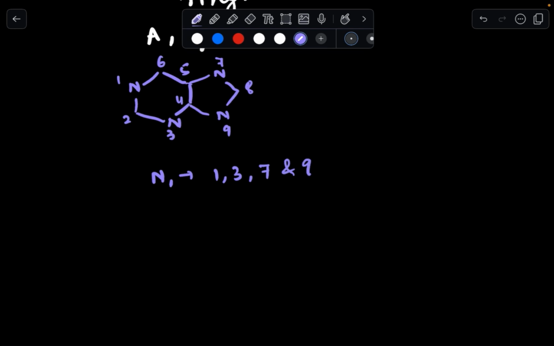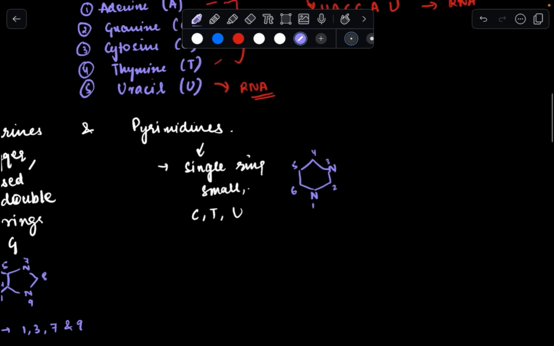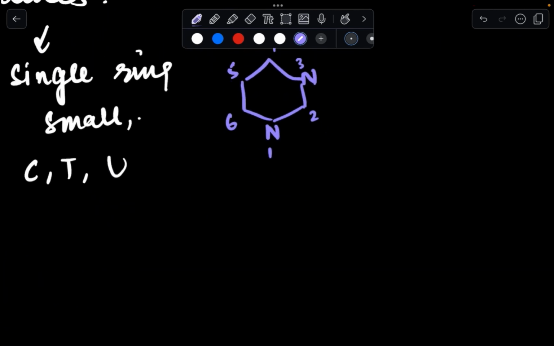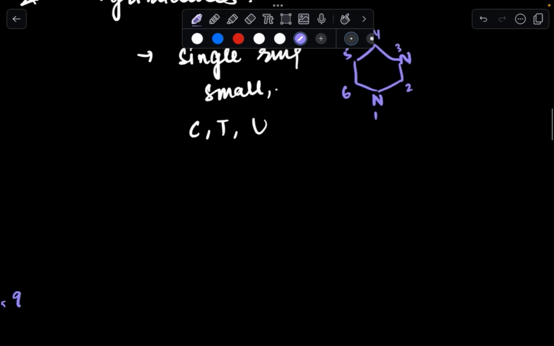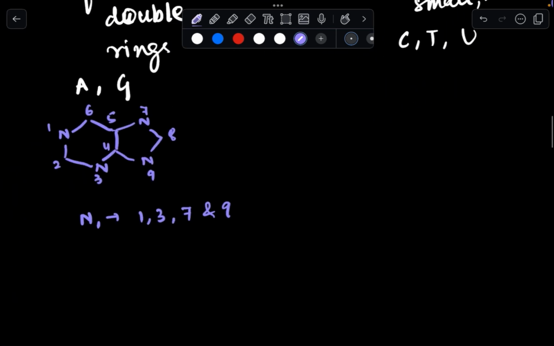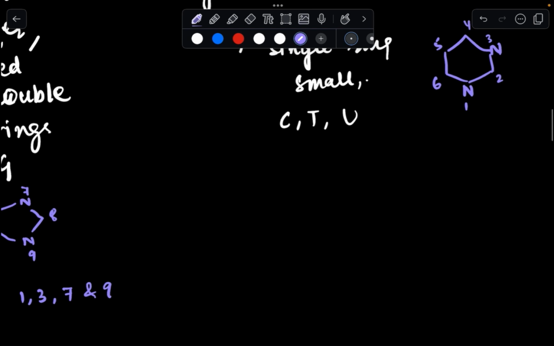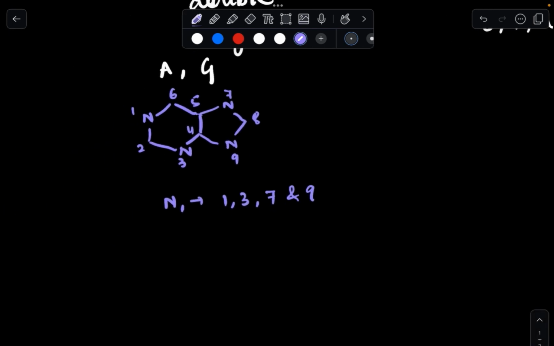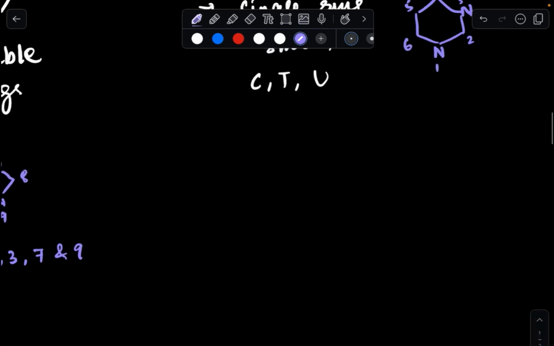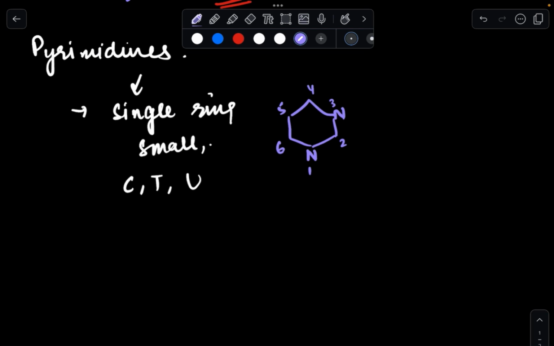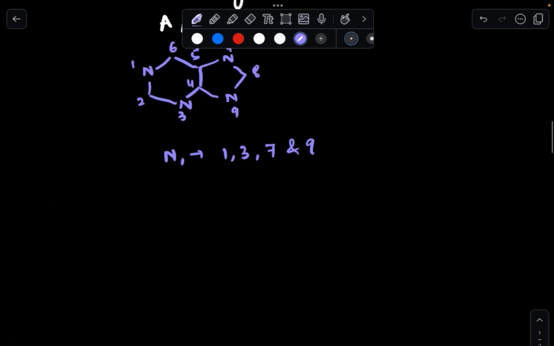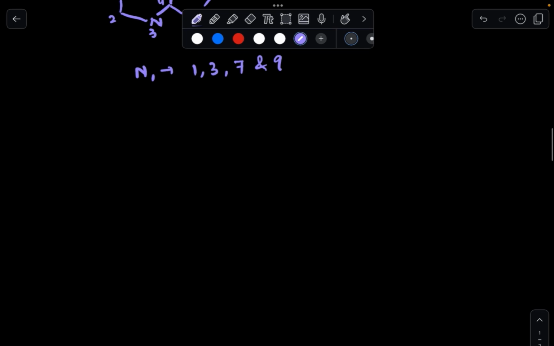So we have nitrogen on the odd positions. Here also we have nitrogen on the odd positions, but here it has a single ring. So don't be confused with these. The nitrogen is always on the odd position. But in purines the numbering goes till 9, and in pyrimidines it goes till 6. Now coming to the specific structures.